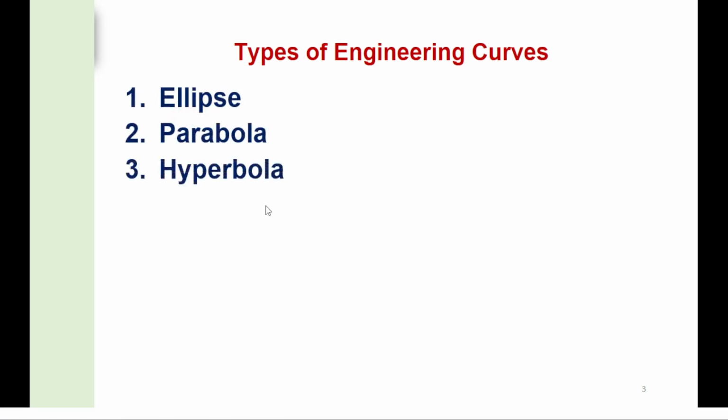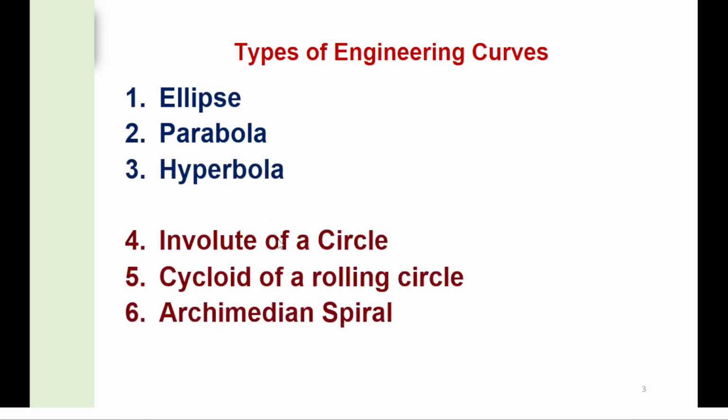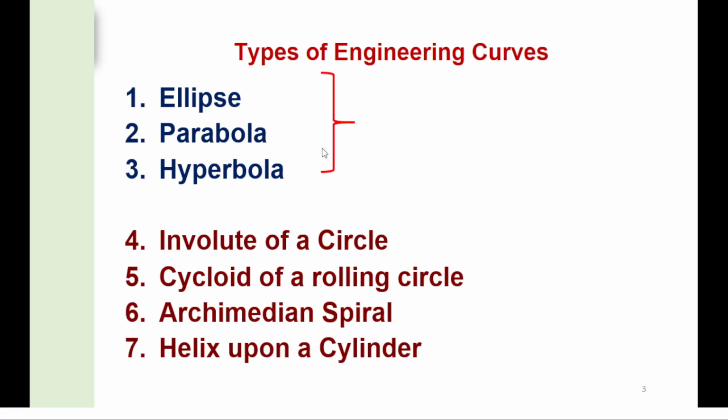So we will learn about different curves, like conic curves and the curves other than conic curves. We know that the ellipse, parabola and hyperbola are conic curves. Then there are the involute of a circle, the cycloid of a rolling circle, the Archimedean spiral and the helix upon a cylinder. These are the different curves which we have to learn under engineering curves, out of which the first three are conic curves, and we can treat the involute and cycloid as rolling curves.